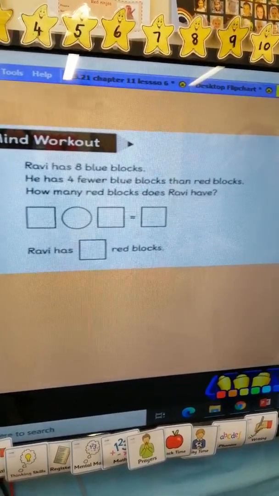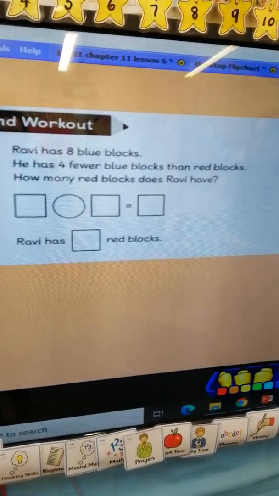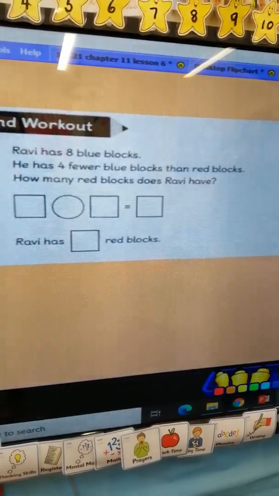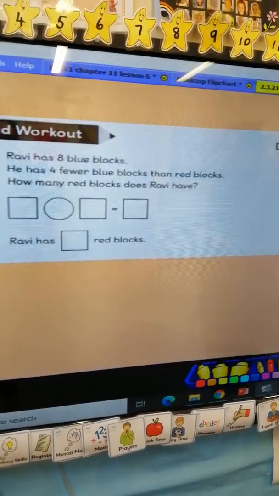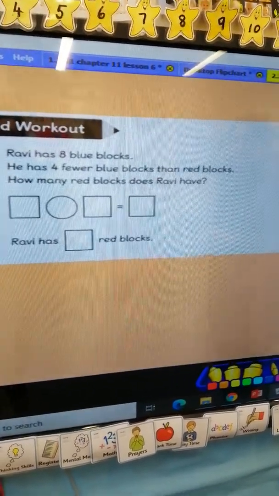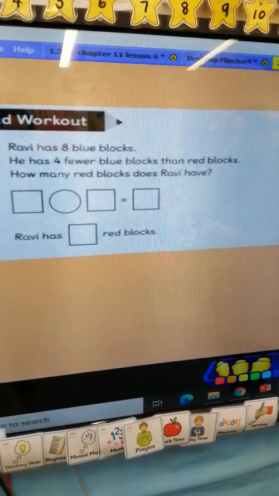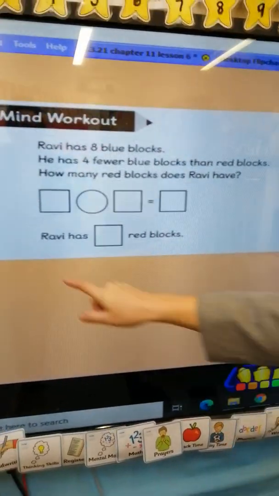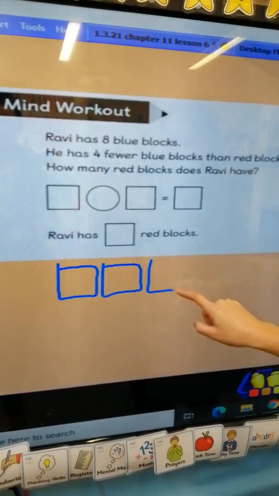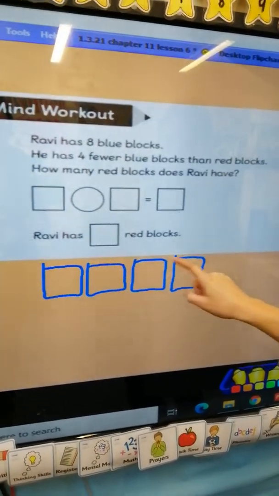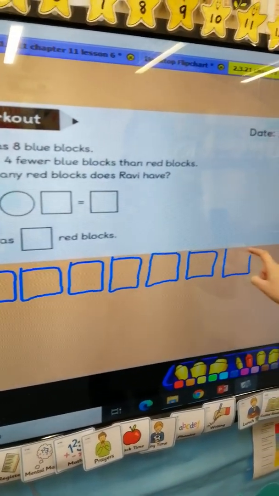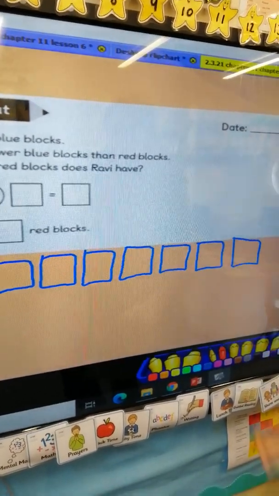I'd like you to represent that Ravi has got 8 blue blocks. Can you represent that on your whiteboards, and with your straws? 8 blue blocks. Can you represent 8? Okay. I'm going to represent 8 here. I'm going to draw them in a line. 1, 2, 3, 4, 5, 6, 7, and 8.